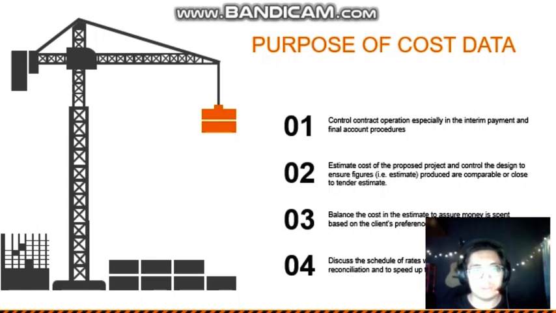First, control contractor operation, especially in the interim payment and final account procedure. Second, estimate cost of the proposed project and control a design to ensure figures produced are comparable to or close to the tender estimate. Third one is to balance the cost in the estimate to ensure money is spent based on the client preference. The fourth one is to discuss the schedule of rate with the contractor for cost reconciliation and to speed up tender submission.